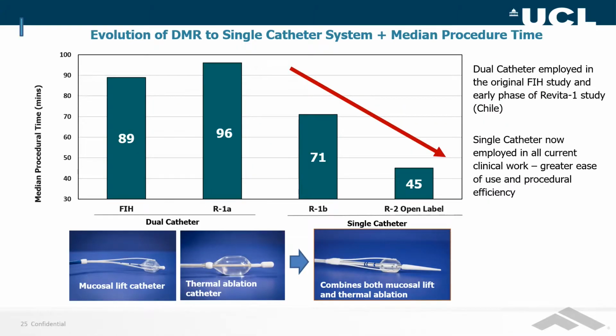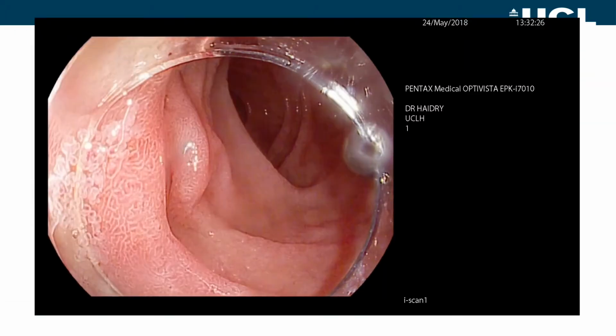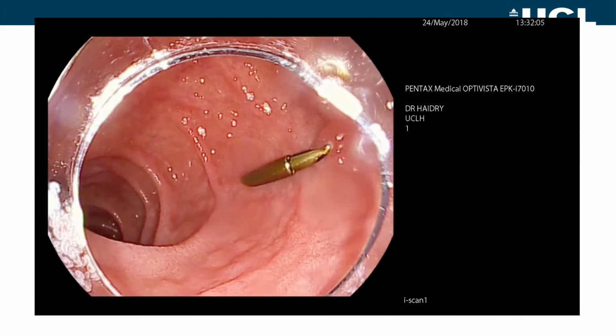Now, the device has evolved since I first started with a dual system, where you have different catheters for lifting and then a different one for ablating. We now have a combined catheter, which has not only significantly reduced the procedural time but also improved adaptability and reproducibility. So ladies and gentlemen, this is a short video just showing the procedure.